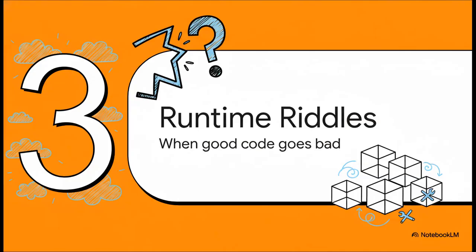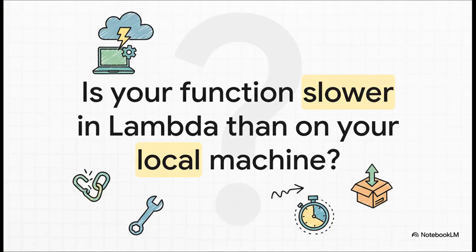All right, let's move into our third category, runtime riddles. So you got past configuration, you deployed successfully, your code is actually running, but now, in the middle of processing an event, things are just not working. So has this ever happened to you?